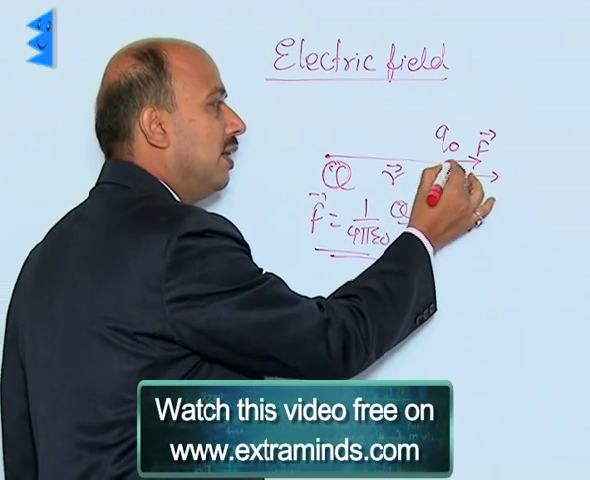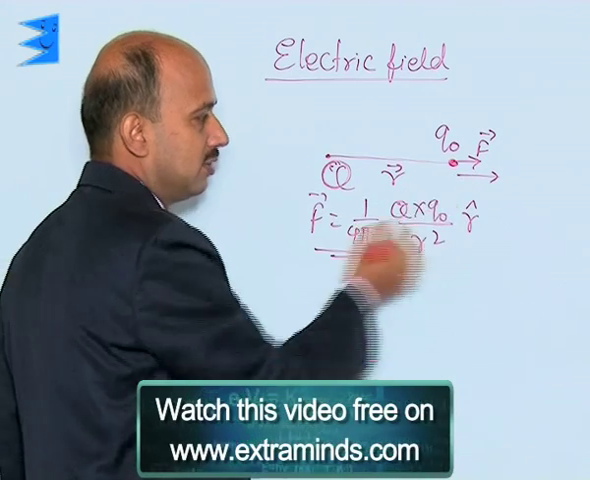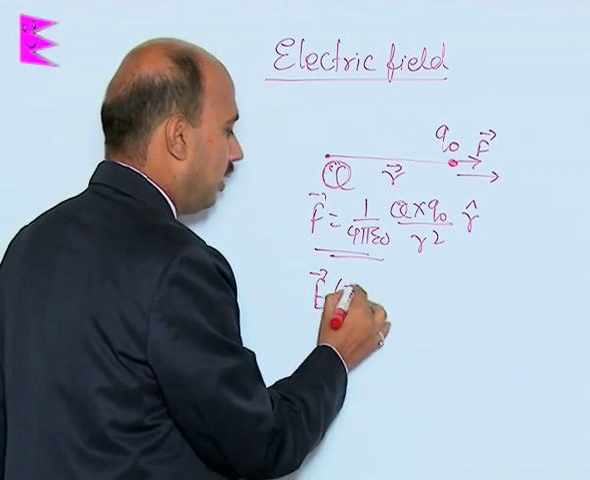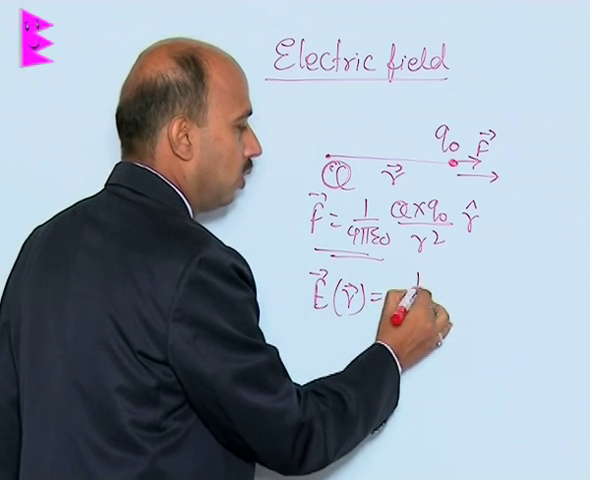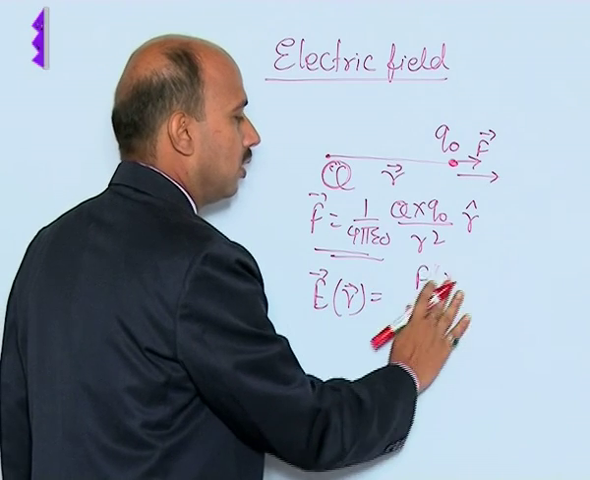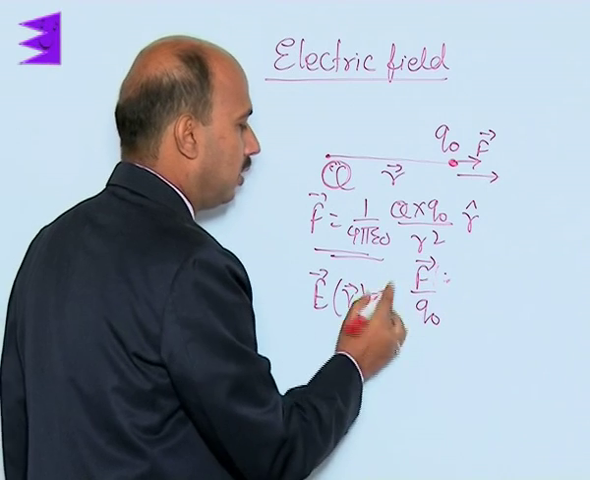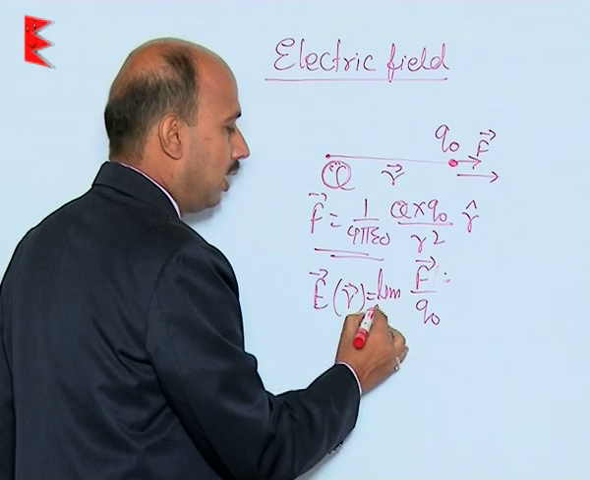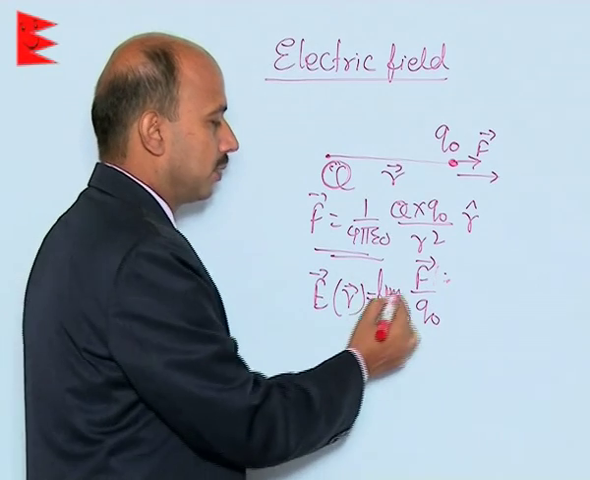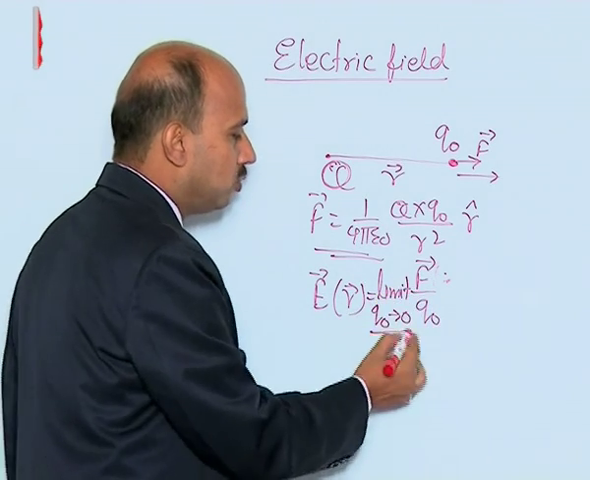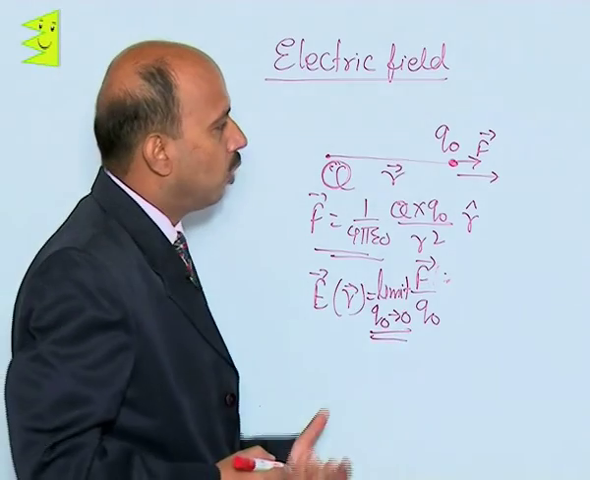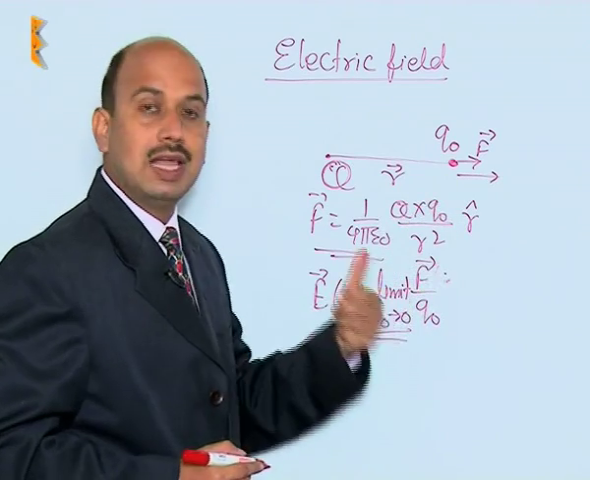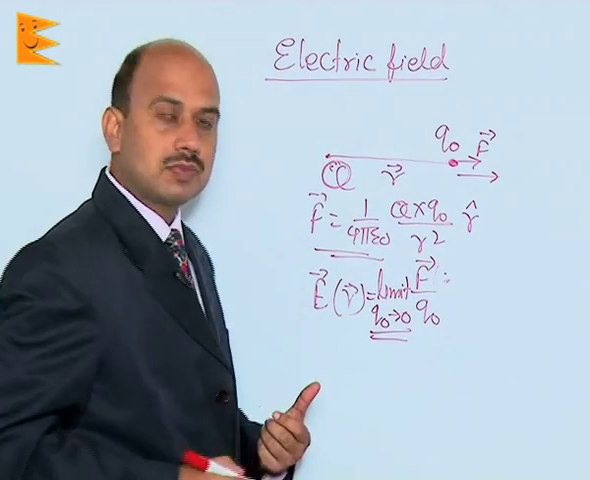So, electric field intensity at this point at a distance r is defined as E at a distance r is equal to F divided by q naught, and here we write limit q naught tends to 0. Limit q naught tends to 0 means the magnitude of q naught is very small. It is taken in such a way that it does not affect the electric field of the source charge.